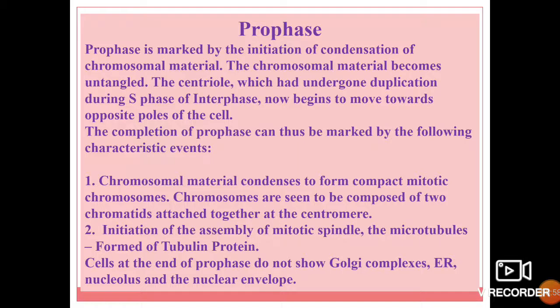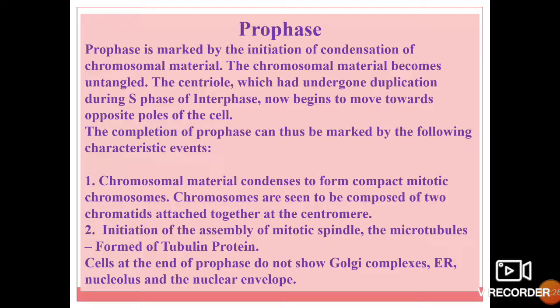We also observe that from the centrioles, certain thread-like structures or astral fibers are coming out. They are called astral fibers because they look like stars when they come out from the centrioles. These fibers are actually the microtubules which form the spindle fiber and are made up of tubulin protein.